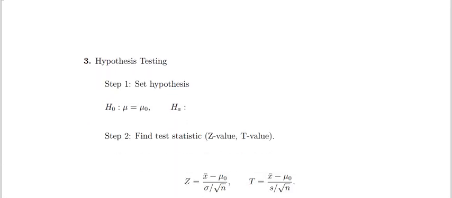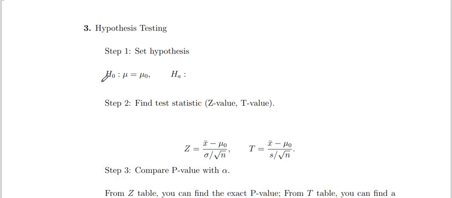Okay, so for testing, here H0, the null hypothesis, always means no difference, means equal. Some people say mu equals this number, or proportion p equals this number. Or if they say at least equal, like GPA at least equal 3.0. Here we just set H0 as equal, right? So H0 is always equal.